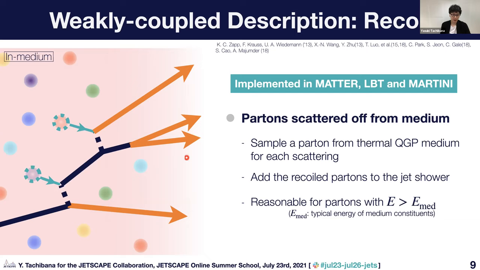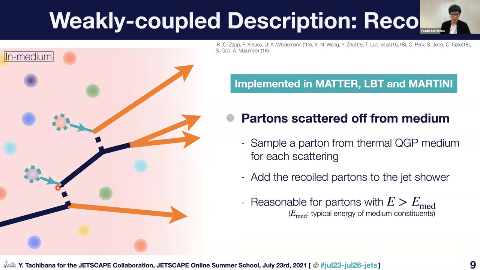In the energy loss module, we calculate the probability of the scattering between a hard parton and a particle inside the medium. Once we determine we have a scattering between the hard parton and a medium constituent, we sample a parton from the medium using a thermal distribution. Then we calculate the scattering amplitude and obtain the energy and momentum of the scattered particle. We add those particles in the list of the jet shower, and they are treated in the same way as other showering particles in the jet.